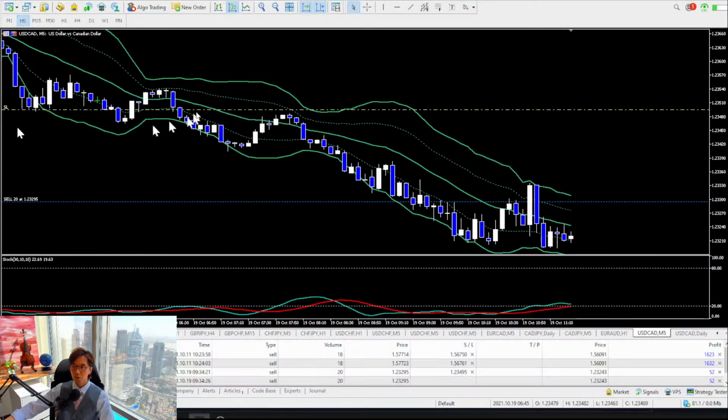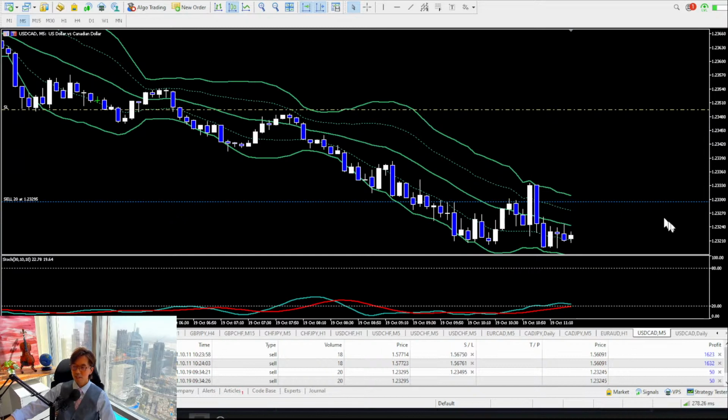So let me switch to the MT5. I use MT5 as my trading platform, and USDCAD, I sold it here, at the 1.2329 level. And right now, I am not running so much profit. This is only like 5 pips of profit. But I do see a downtrend right now.